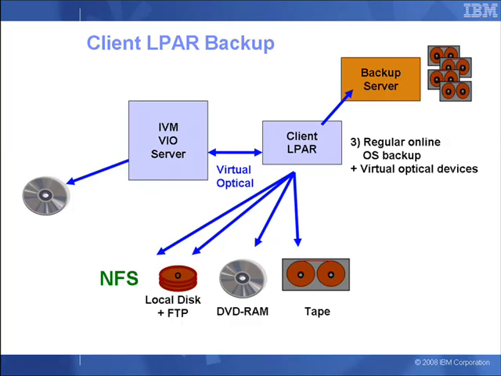Then if we turn our attention to the client logical partitions themselves, of course there's many of these rather than just one VIO server, we can use just a classic operating system backup. Perhaps we have a backup server with tape drives attached, that might be network or SAN attached backup, that will work fine. If we have locally attached tape or DVD RAM drives, we can use those, or we could do again to local disks and transfer the file away, or NFS.